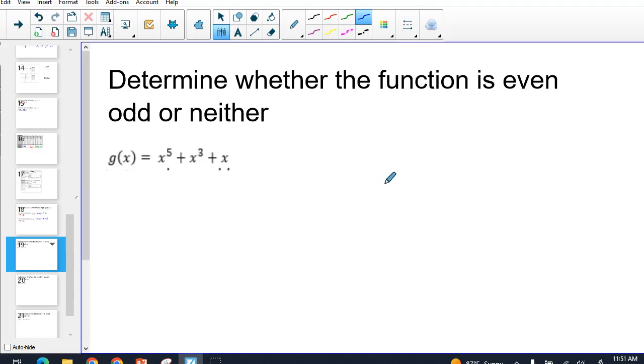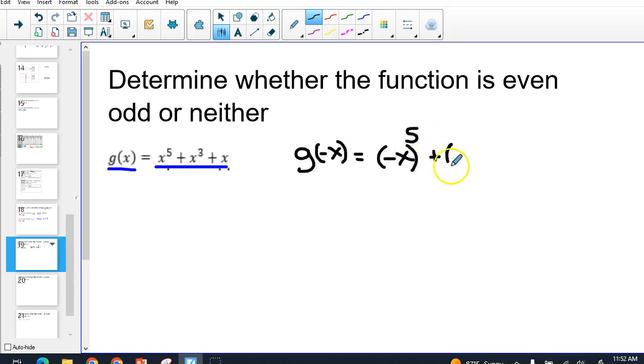So if we have an equation and we want to determine whether the function is odd or even, what we can do is this: this is our function if we plugged in x generally. That's what's usually given to us. What we can do is plug in negative x. Wherever there's an x value, we're going to replace that with a negative x value.